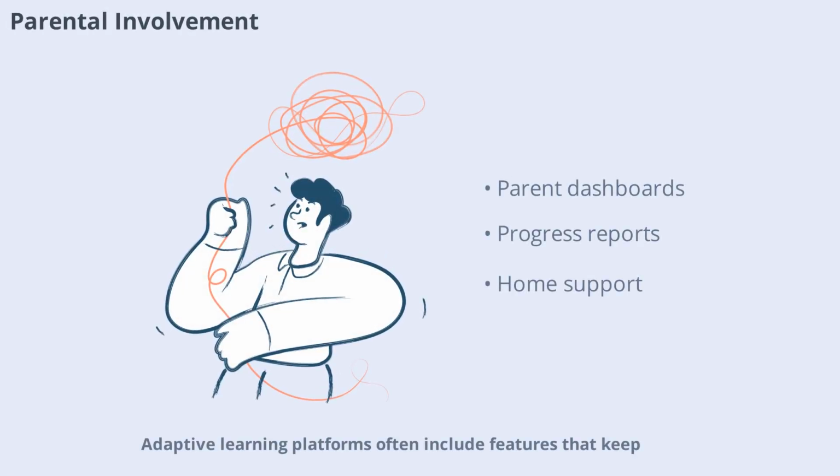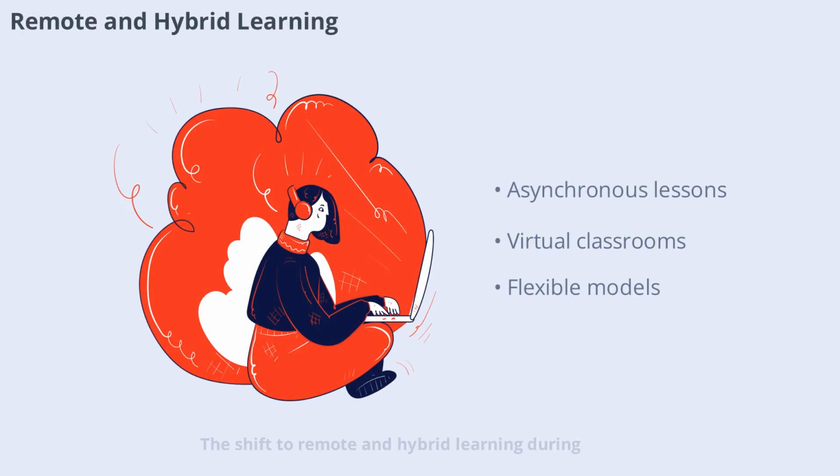Adaptive learning platforms often include features that keep parents informed and involved in their child's education. Parent dashboards, progress reports, and communication tools enable families to support learning at home. By providing insights into strengths and areas for growth, these platforms foster collaboration between teachers and parents, creating a supportive network for students.